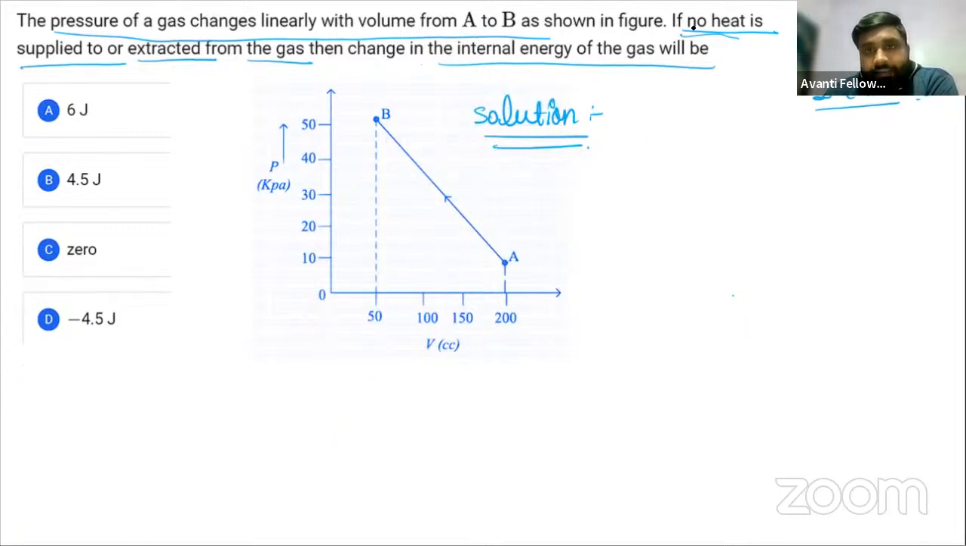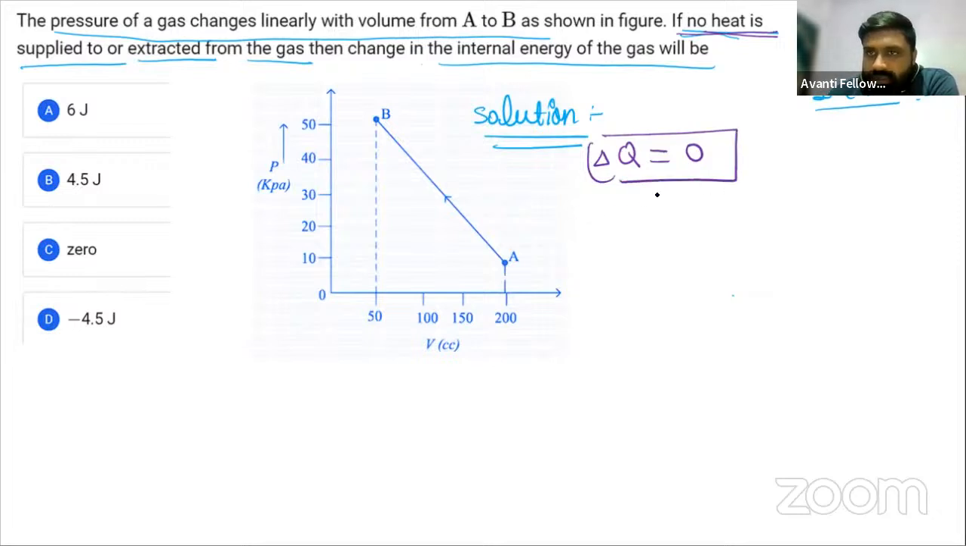So if no heat is supplied or no heat is extracted from the gas, that process is one where heat transfer delta Q is zero, because there is no heat transfer to the system and from the system. So we can say that the net heat transfer is zero. We can say that this is nothing but the adiabatic process. So for an adiabatic process, delta Q is zero.